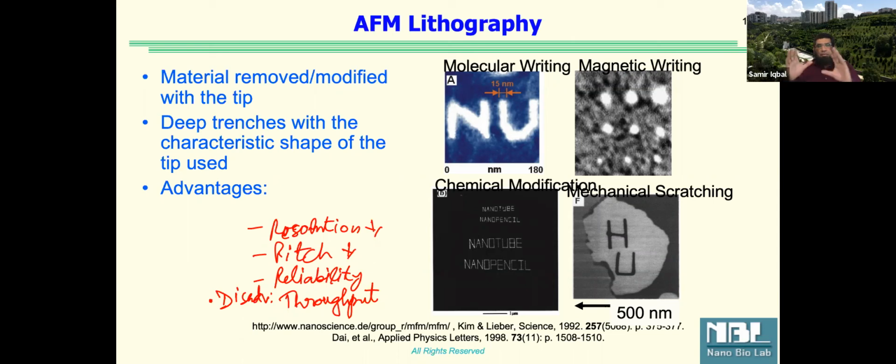So these are a few examples where they are adding material on the surface or removing material with the tip. And that gives us a very small feature on the surface. These are nanometer scale features they have written. You have very, very high resolution, very, very small objects. What's the problem?